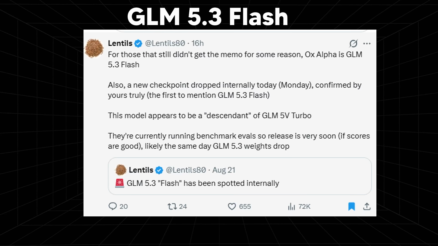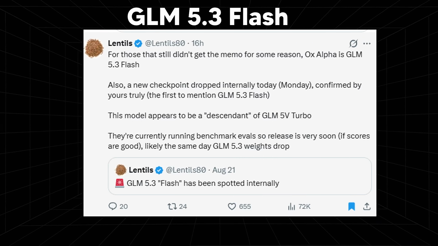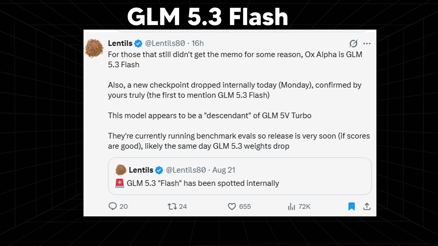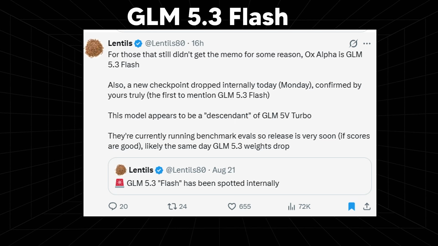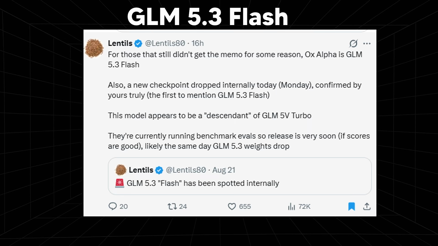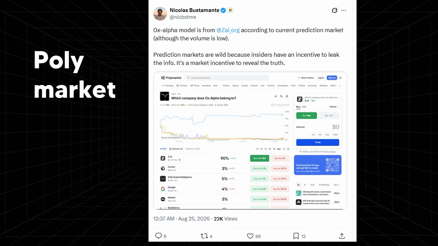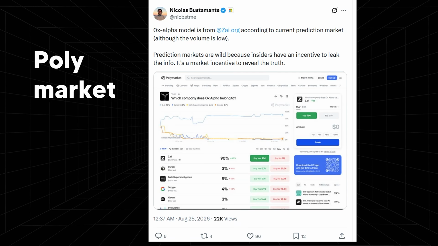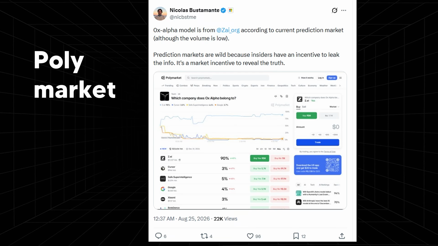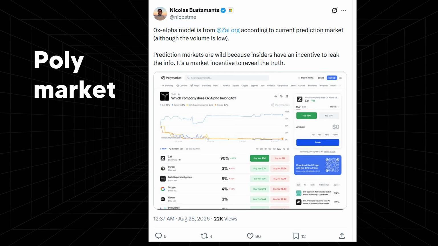Now, of course, you can see right here, the common consensus is that this is GLM 5.3 Flash. You can see here that it says, for those that still didn't get the memo for some reason, OX Alpha is GLM 5.3 Flash, and a new checkpoint dropped internally on Monday, confirmed by yours truly. And I think one of the strongest signals for this being GLM 5.3 Flash is the fact that, according to prediction markets, there is a 90% chance that it is Z.AI.